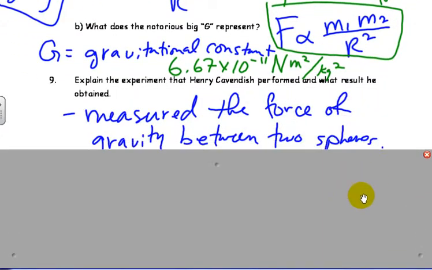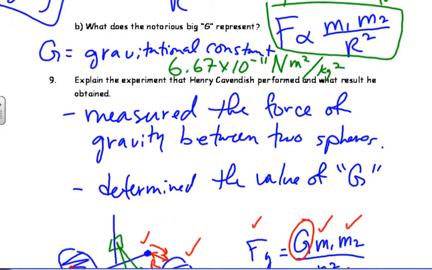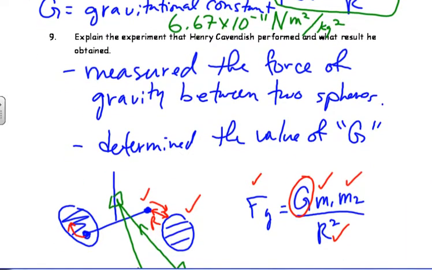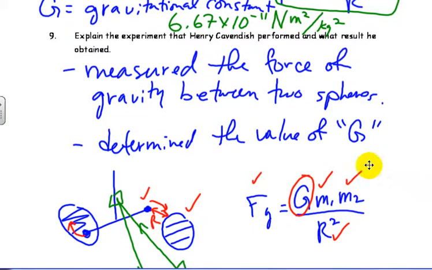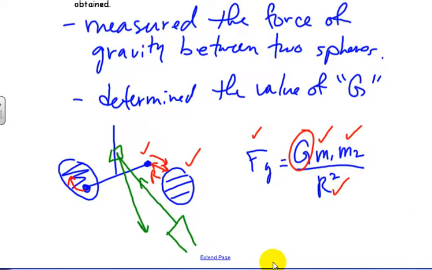Now, to figure out that equation, Henry Cavendish, a scientist from many, many years ago, measured the force of gravity and was able to determine that constant. He measured the force of gravity between two spheres, right here, and was able to determine the value of G. I have a video to show you a better explanation of that, since my drawing isn't the greatest. So I will play that.